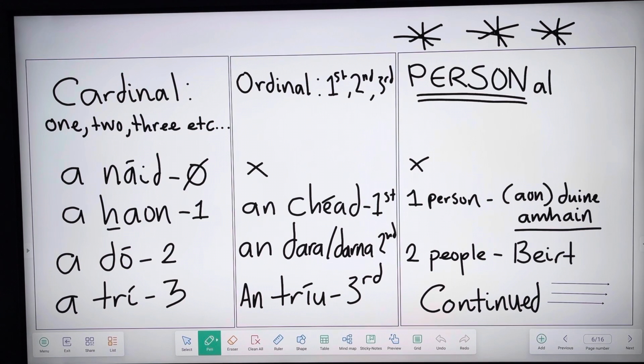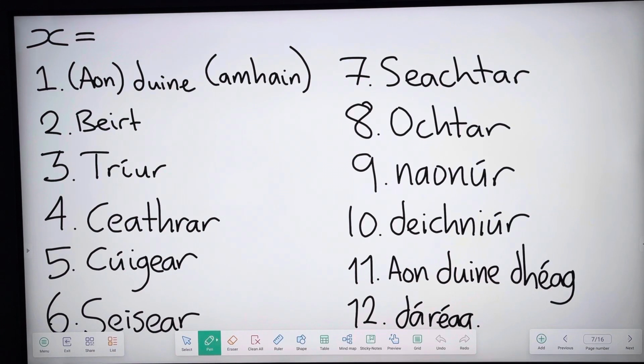Next are personal numbers, and as you can see, I've highlighted person. These are for counting people. So one person, aon duine amháin. So one person only, or a person only. Two people, beirt. Now we're going to continue with this number system because this is the one we're going to need for the next two lessons. And just so you know, this is lesson 12 and 13 combined into one, just so you have this resource available, so you won't have to go to a different video to try and find out what you need.